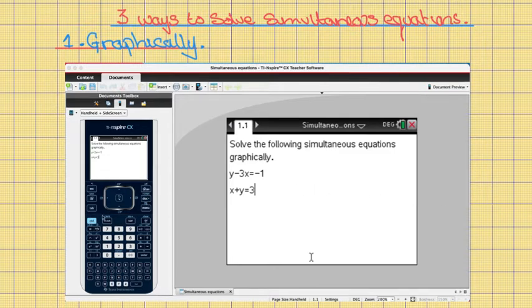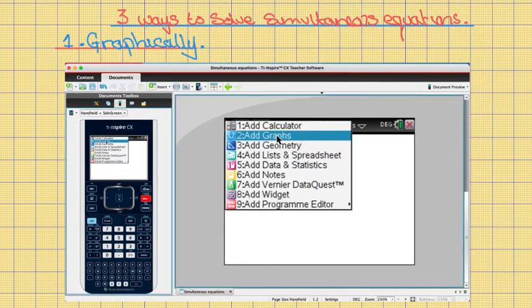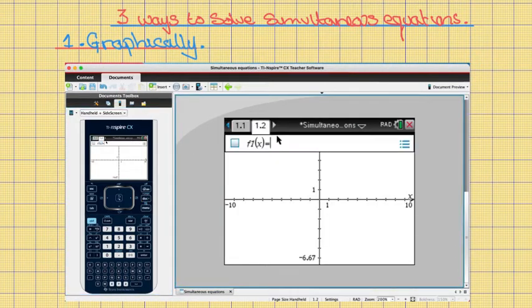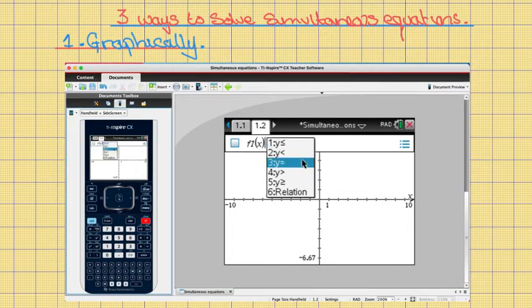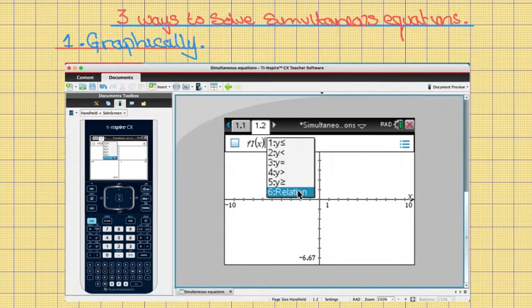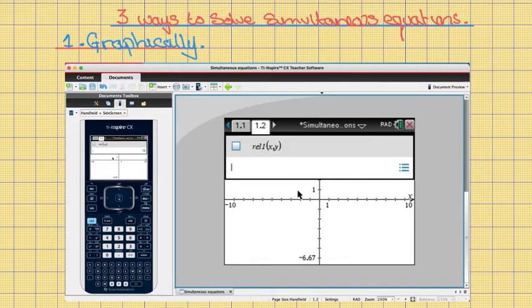First, open a graphics page. Control, Doc, Graphs. Now enter your two graphs. Because we're not entering them conventionally, press delete, and then you're given 6 options. We want relation. Now type in your graph. So y minus 3x equals minus 1.